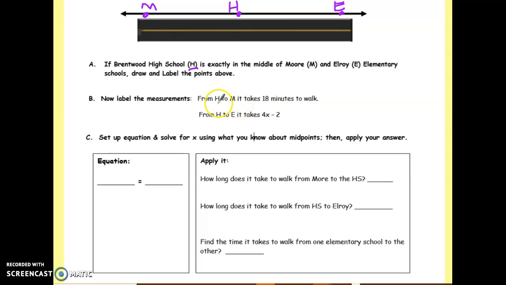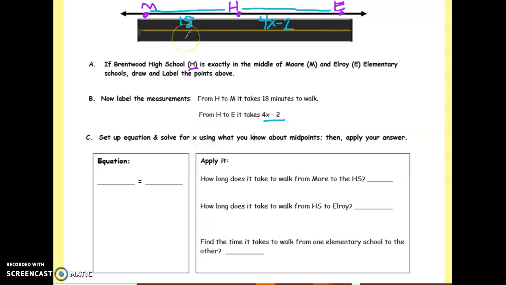We don't necessarily know exact measurements, but it tells us from H to M, it's 18 minutes. So from H to M, Moore to the high school, it's going to take you 18 minutes to walk. And then it also tells us that from H to E, it's going to be 4x minus 2. So this is the expression that is given to us for H to E. So we're going to set up an equation and solve for x using what we know about midpoint.